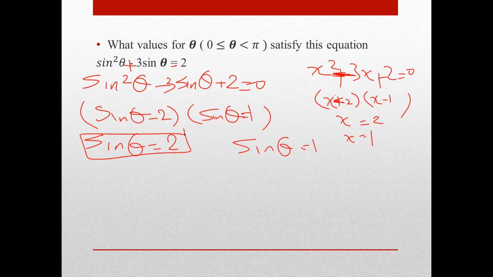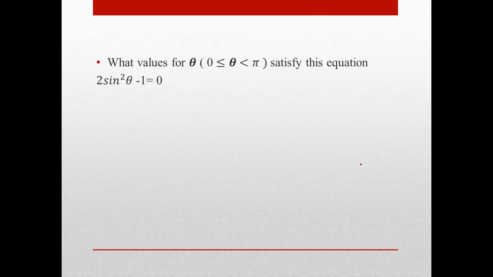Sine theta equal to 2: there is no solution. Why? Because the range is from negative 1 to 1. Sine theta equal to 1: yes, there's a value. That's pi over 2. What do we call it? We call it 90.